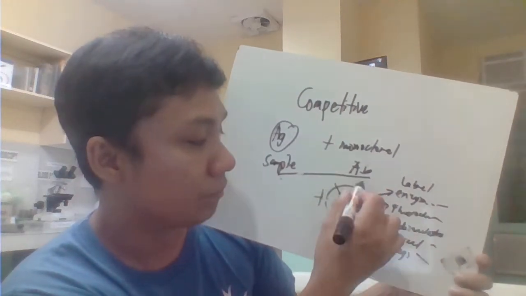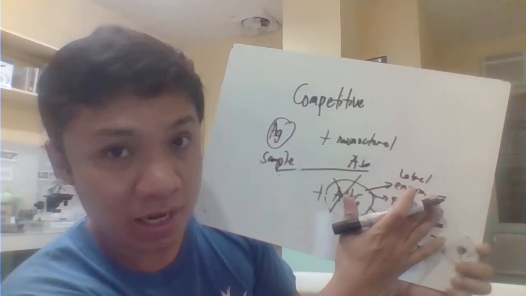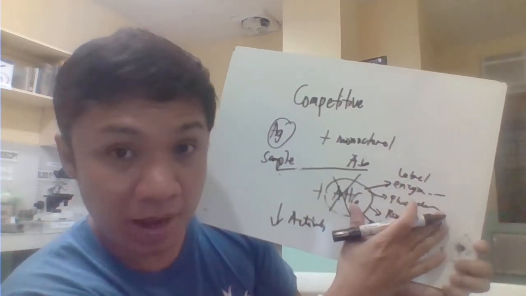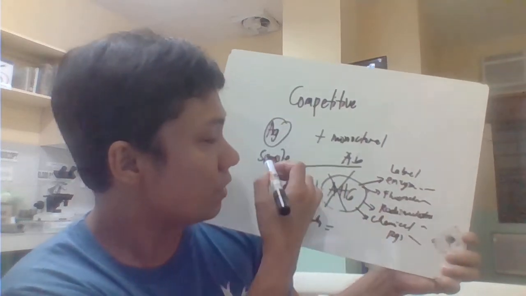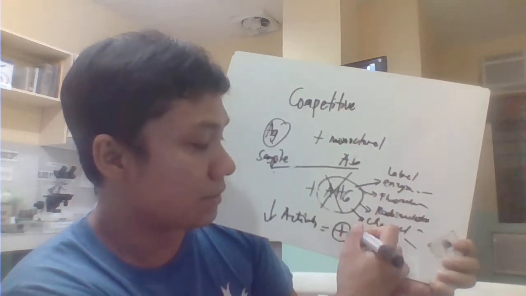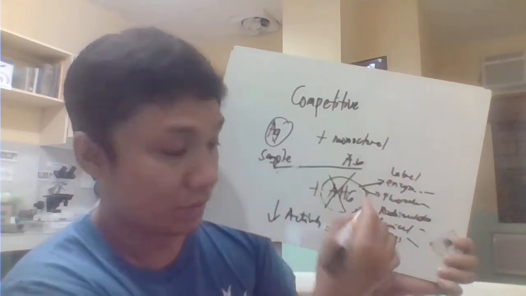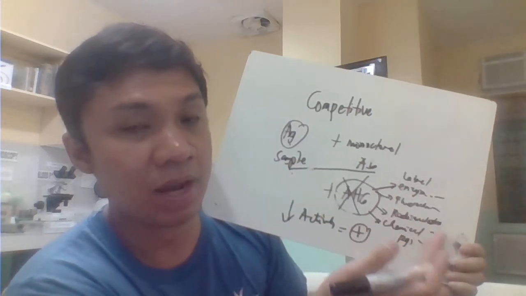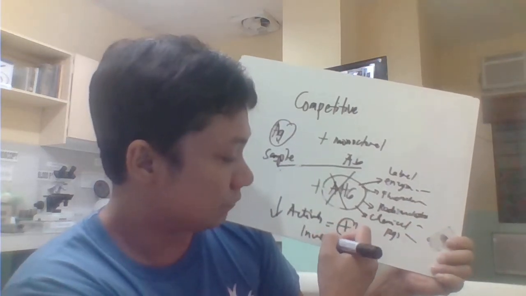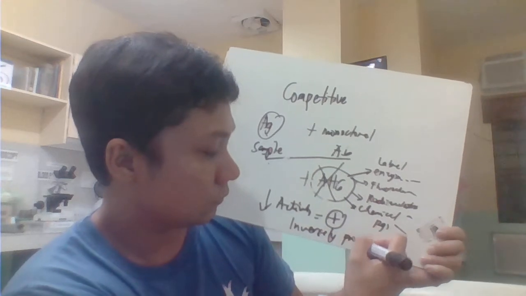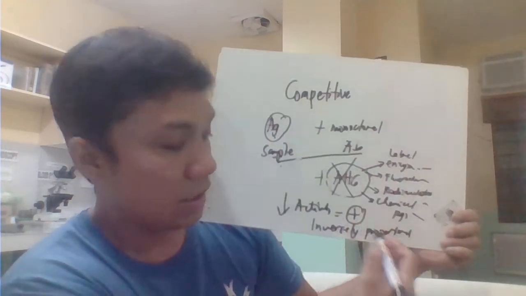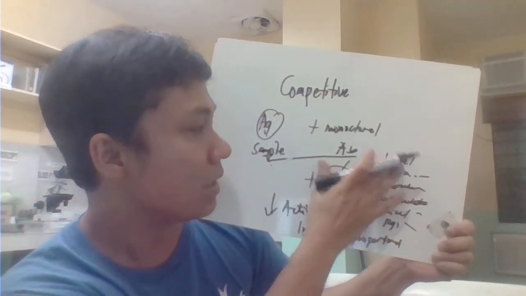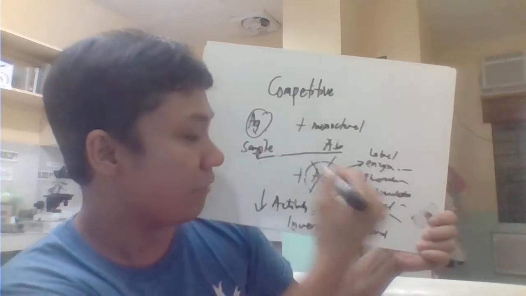Pag hindi ito nag-bind, since ito ang pina-measure natin, so decrease activity nito. Decrease activity kasi hindi siya nag-bind, di ba? Pag decrease activity, so ang sample natin may antigen, so this is your positive. That's competitive. So, meaning to say, the concentration of your substance could either be antigen or antibody, ang measure mo is inversely proportional, such a way na pag decrease activity here is because you have your sample. Meaning to say you are positive for that.